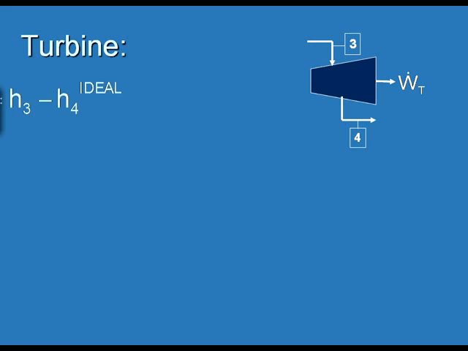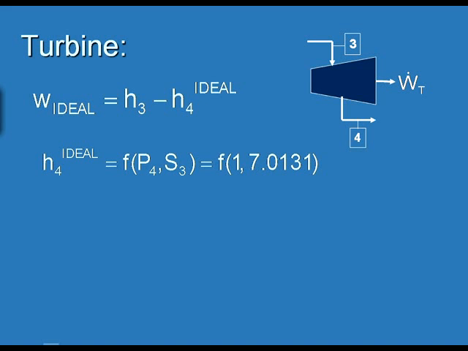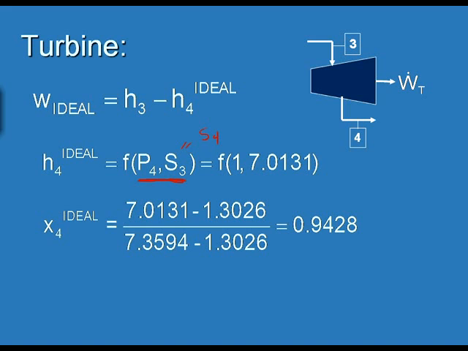Now let's take a look at the turbine. For the turbine, we have state 3 coming in and state 4 coming out. The ideal work is the enthalpy in minus the ideal enthalpy out. And the ideal enthalpy out is a function of the exit pressure and the entering entropy, because we're saying that S3 is equal to S4 for the ideal turbine. You can use the Mollier chart, or you can solve it using tables.